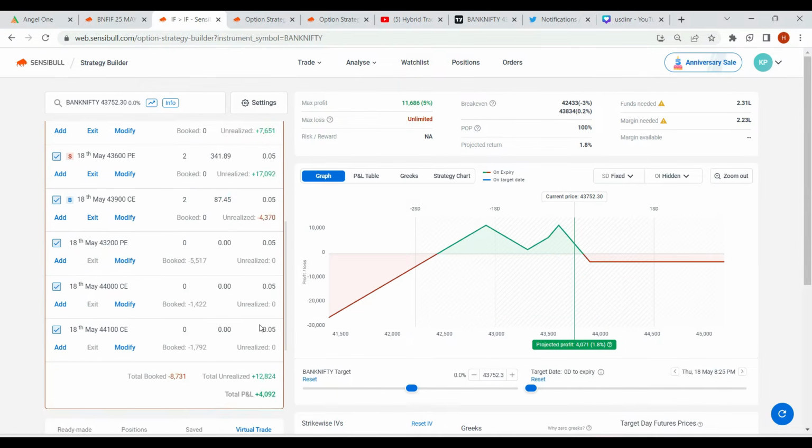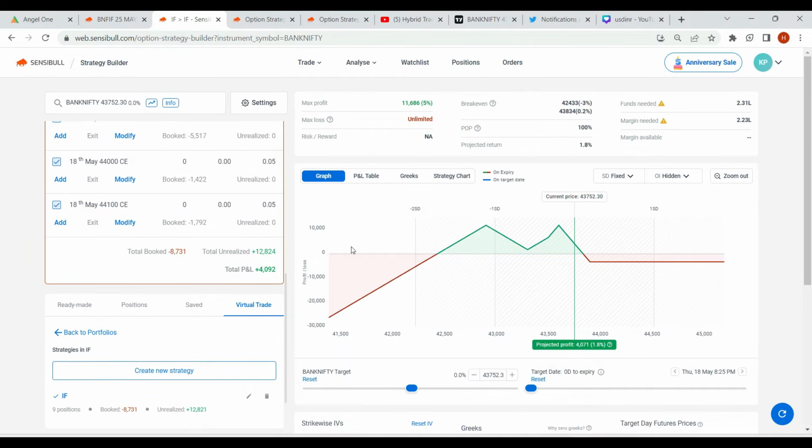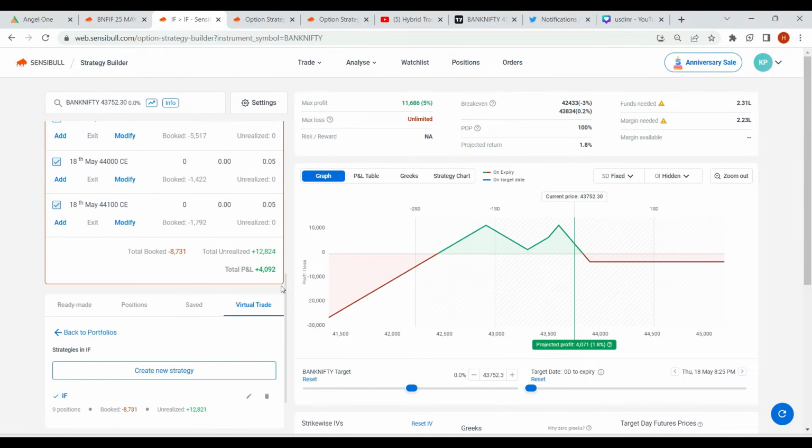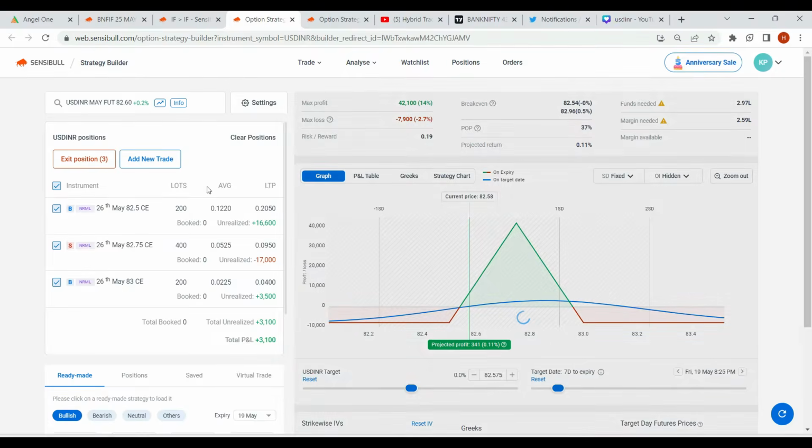Even today with my Ironfly, guys, I made almost 2% on the capital deployed. I mean, the view went absolutely wrong. The Ironfly, we have changed it, we have done many adjustments, and then we have deployed a put ratio spread and everything. So this is giving me almost 2% of the capital deployed. And then let me show you guys.